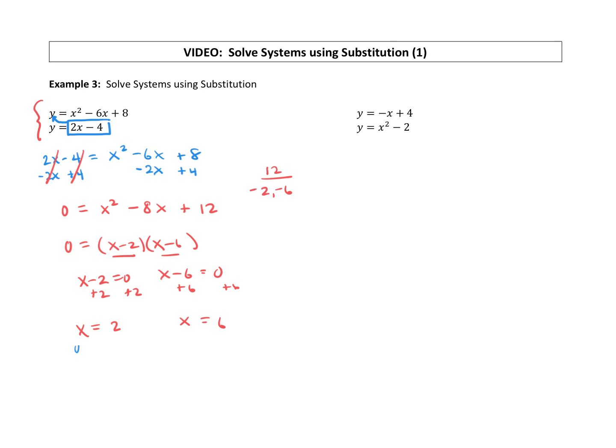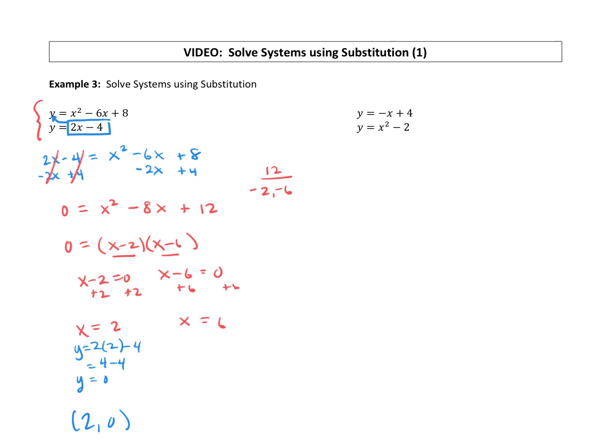We know that y is equal to 2 times 2 minus 4. 2 times 2 is 4, and 4 minus 4 is 0. So when x is a 2, y is a 0, so there is one of our solutions, (2, 0).